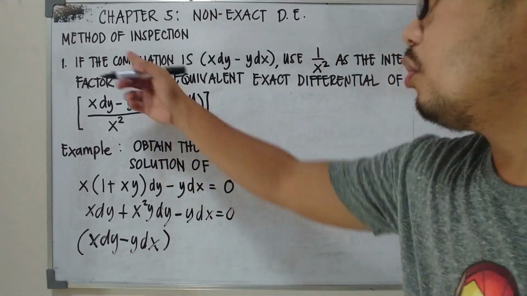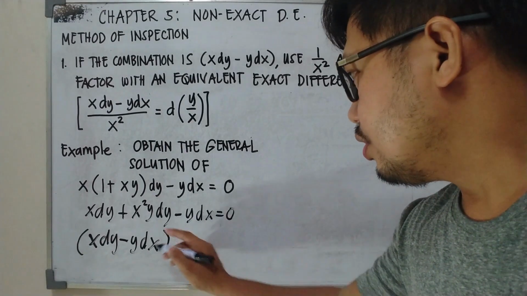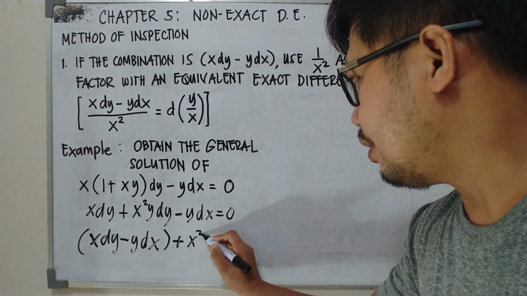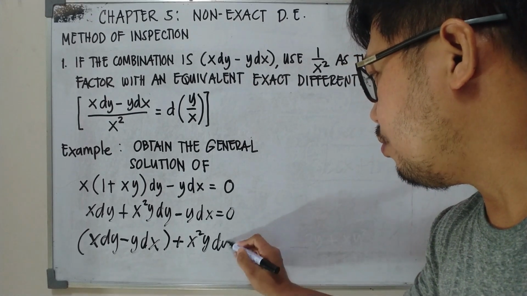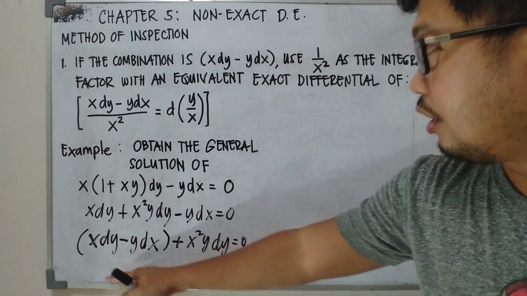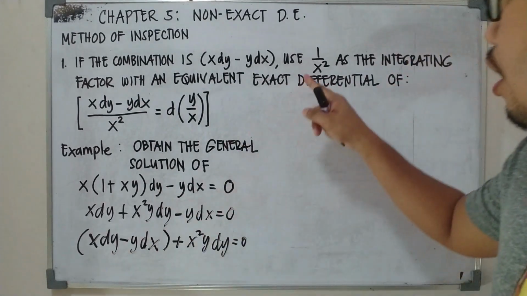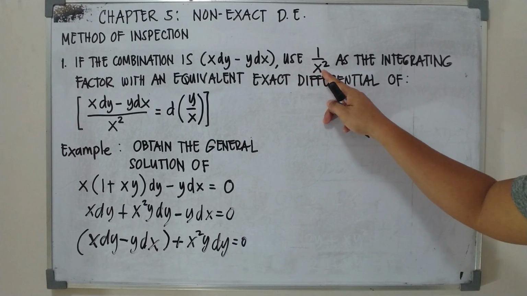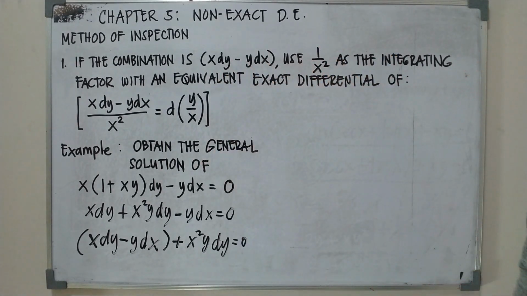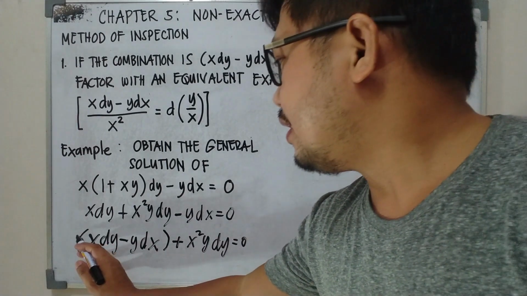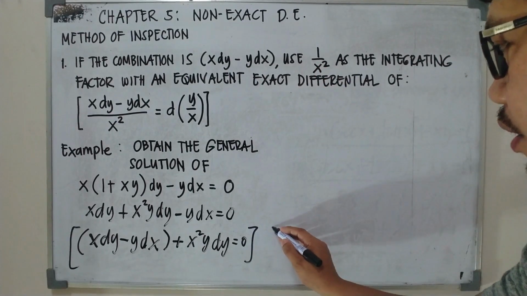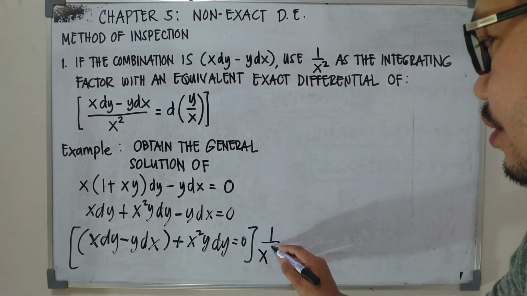Now you have the combination. We got the first combination. Just copy our plus x squared y dy, and this is equal to 0. Then, when you have this, according to the principle, you need to multiply, or we will use 1 over x squared as the integrating factor. Therefore, we need to multiply this by the integrating factor of 1 over x squared.